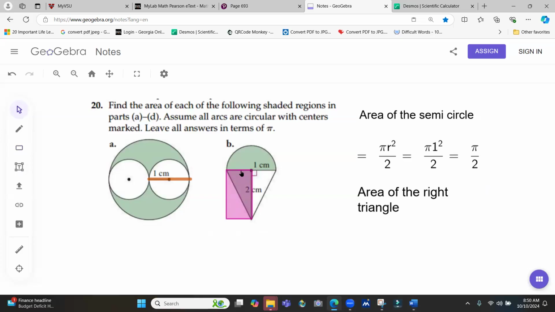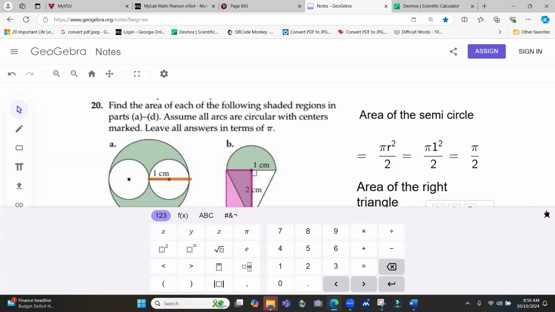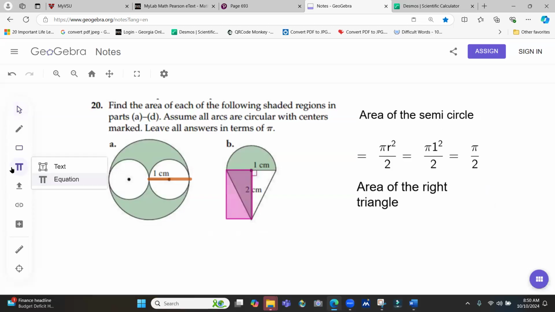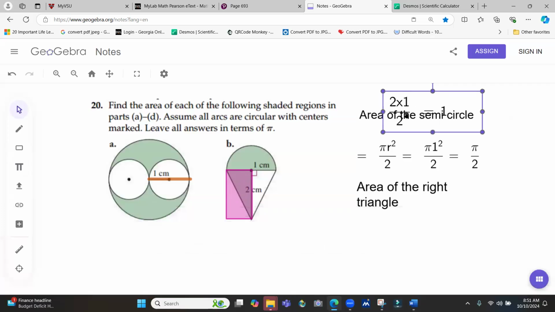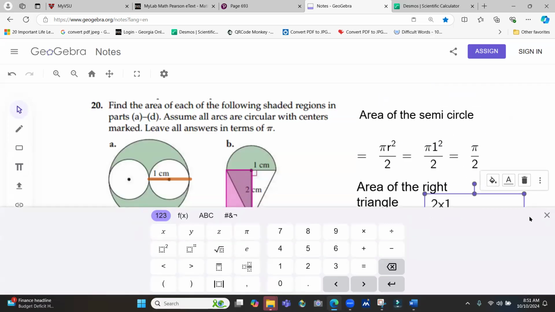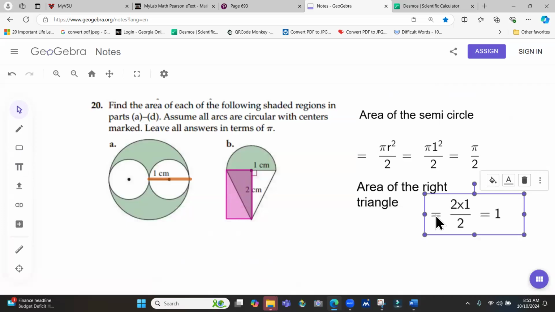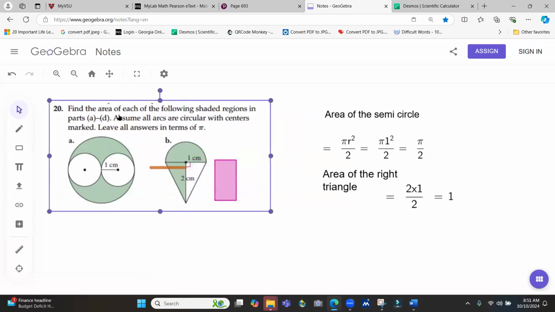This is a 1 right here. This radius is 1, just like this radius. So your answer will be 2 times 1 divided by 2, which is 1. Almost done.